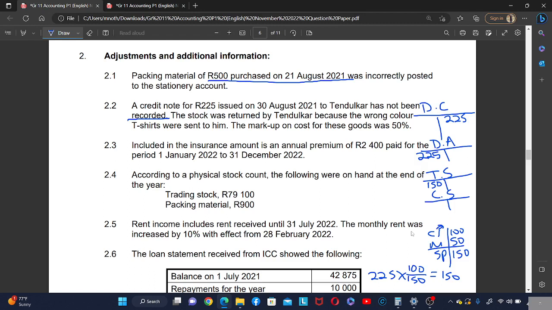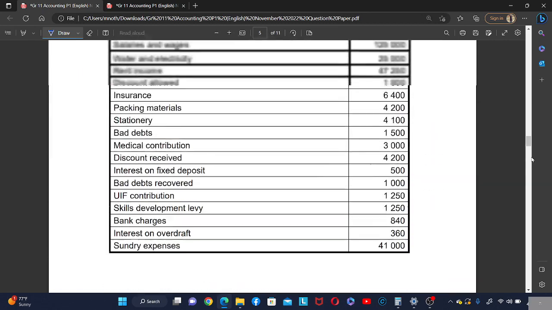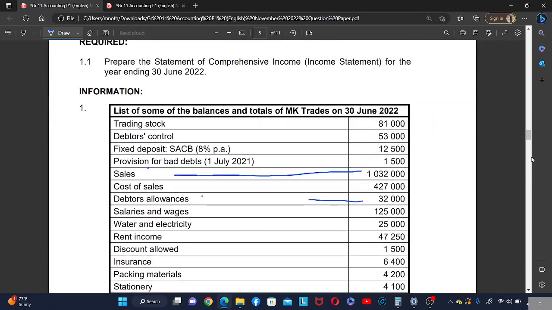And then we know that if you record something on the debit side, it must also be recorded on the credit side. So the cost of sales is decreasing because the cost of goods being sold is decreasing. So let's go. The first one must go and decrease the debtors control. So we must go and decrease them by 225. And then we must also increase the trading stock by 150.